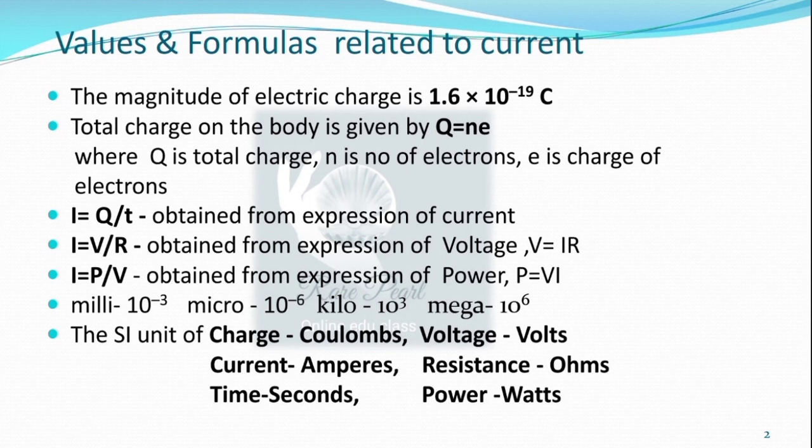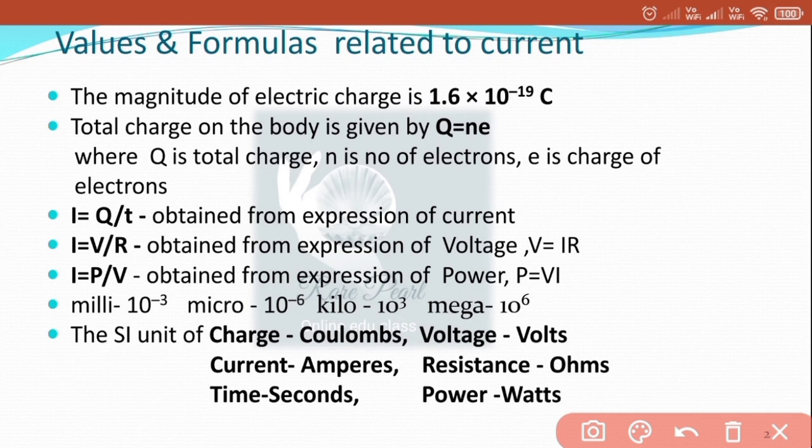The magnitude of electric charge is 1.6 into 10 to the power minus 19 coulomb. And the formula for the total charge is Q is equal to N into E. Q is total charge, N is number of electrons and E is the charge of one electron. Then I is equal to Q by T. This is the expression which is obtained from the mathematical formula of current.